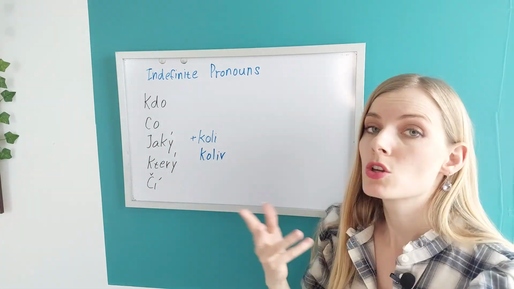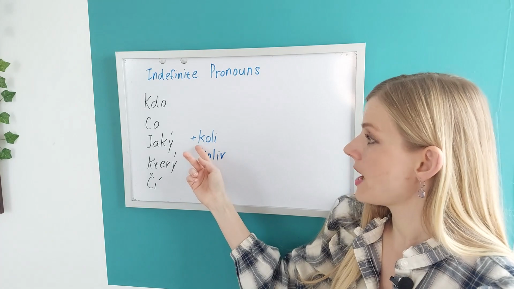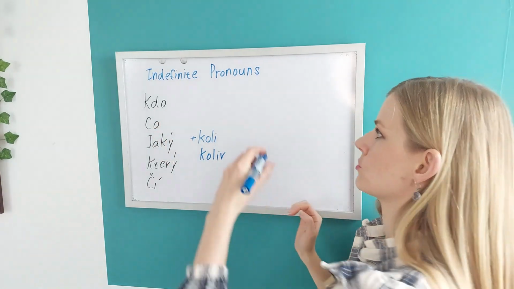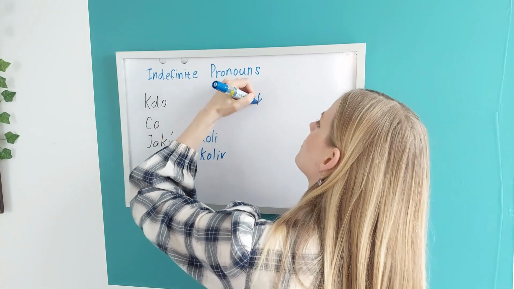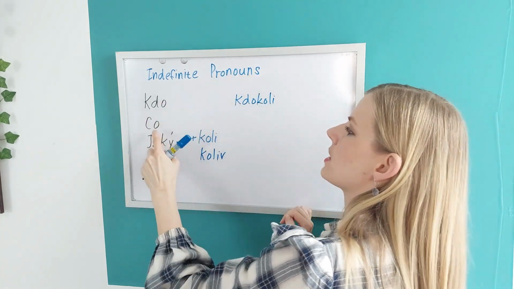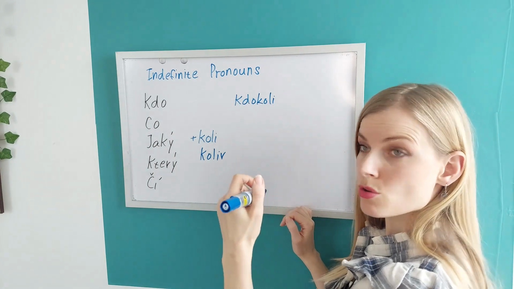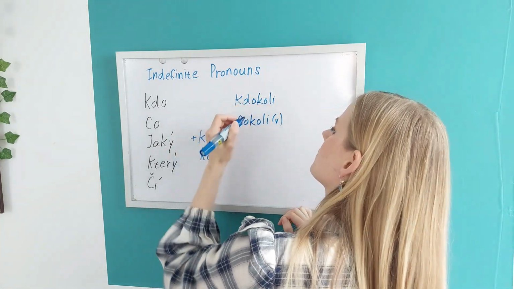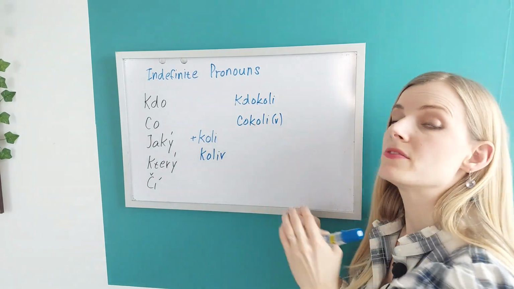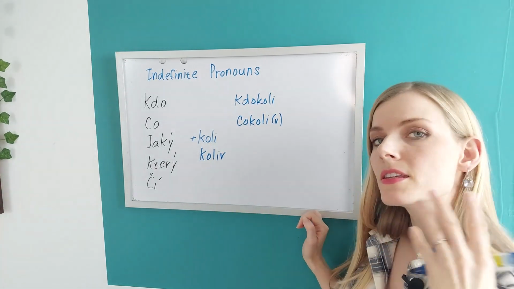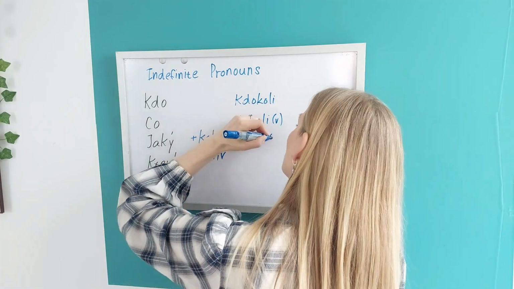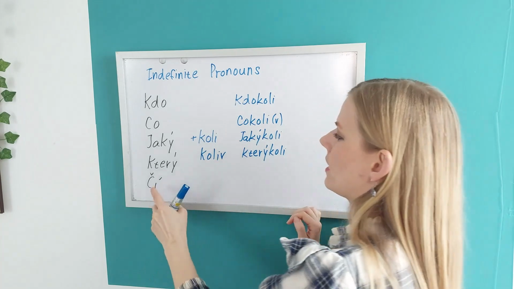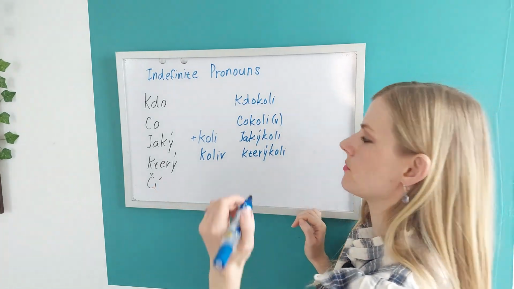I want to make sure that you know how to write them together. It's easy. You literally put this ending right after the pronoun without any gap. So it would be kdokoli. Now help me out here. This is cokoli, dobře, or cokoliv. The v sounds like f, as I said, cokoliv. Jakýkoli, kterýkoli, kterýkoliv a číkoli, číkoliv.